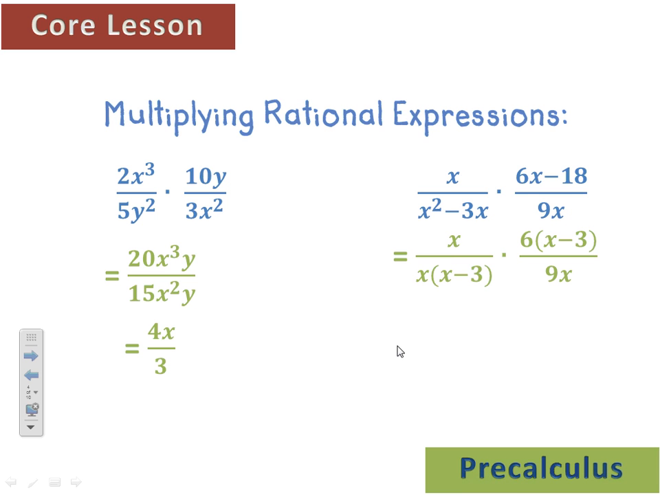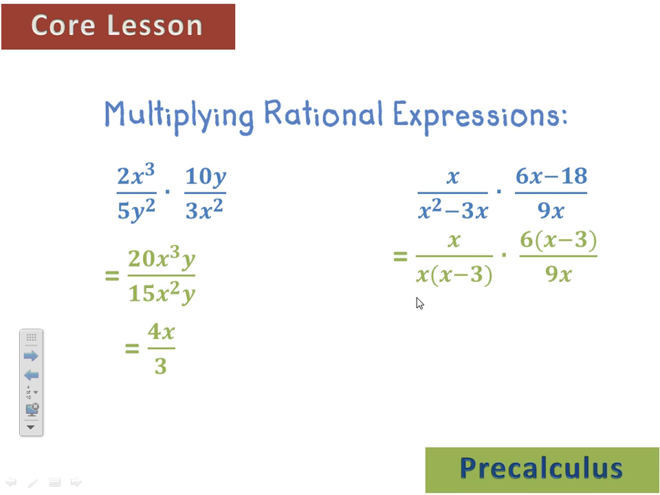For the next example, you factor as much as you can. Top is x, the bottom, and take out a GCF. The GCF is x, turns into x minus 3. On the top of the next fraction, you have 6x minus 18. Take out a 6. That becomes x minus 3, and then 9x is just 9x.